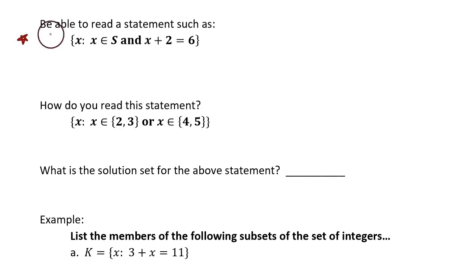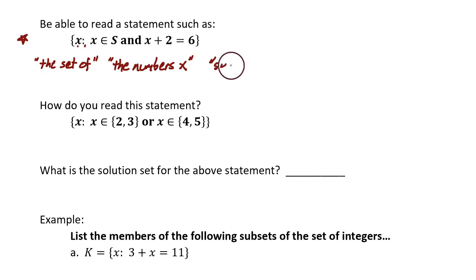We're going to encounter statements that look like this in the algebra book, so we need to know how to speak this. When you see the brace, the words that you would say are the set of. After the brace, you'll notice a variable, and what you would say is the numbers x, or the numbers represented by x. The colon is the phrase such that. And then this entire piece right here gives the conditions or a description of the solutions for x. So once again, the set of all numbers x such that x is an element of S and x plus 2 is equal to 6.